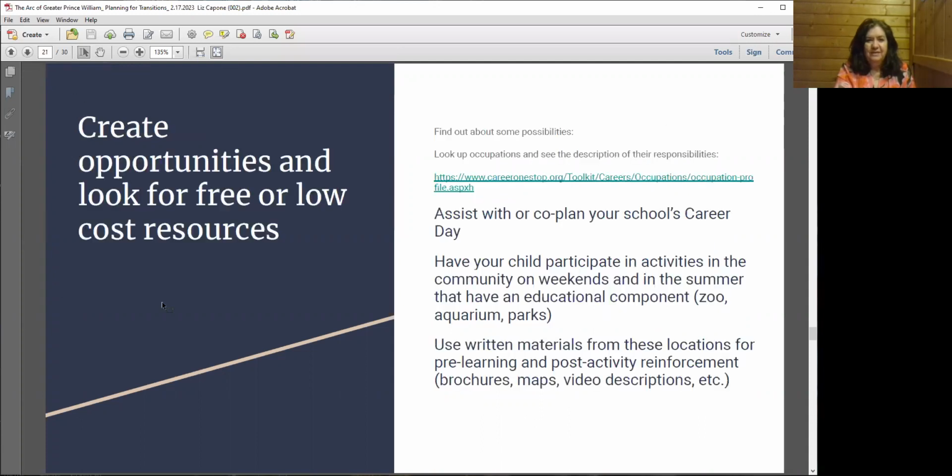Next slide, please. And then the next one I wanted to talk about briefly was career day and creating opportunities. So if your school doesn't have a career day, or maybe even in a neighborhood group, it doesn't just have to be school. You could have career day as part of church, synagogue, temple, Boy Scout troop.